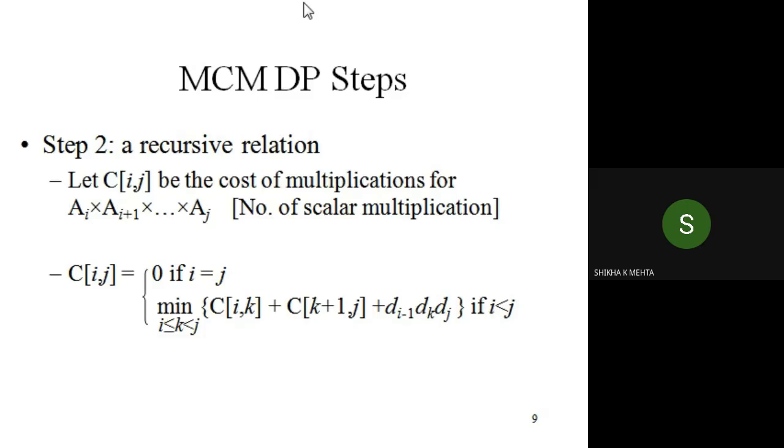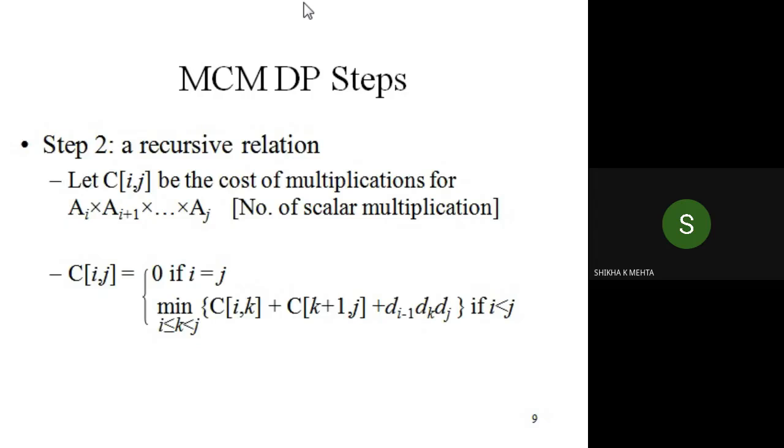So here you see, in dynamic programming, when we are creating the matrix, we say Cij is equal to 0 if i is equal to j. That means for a particular matrix, if the value of i is equal to j, then we are going to fill up all the diagonal elements with 0. Otherwise, we are going to take the minimum of Cik plus Ck plus 1,j plus di minus 1 dk dj. d over here is representing the dimension.